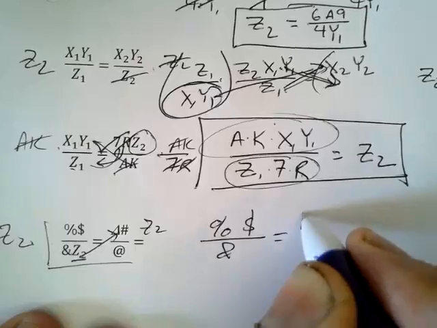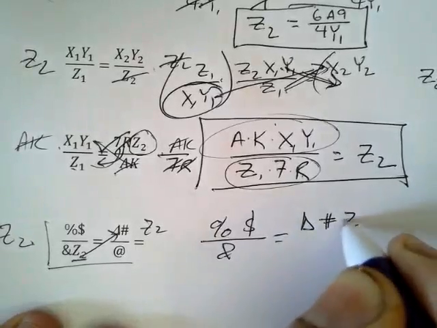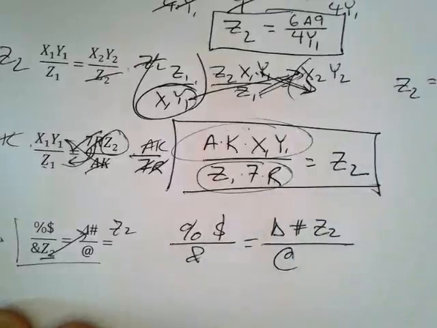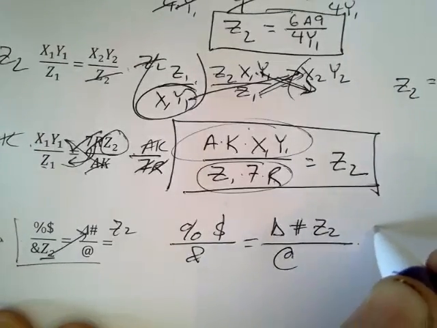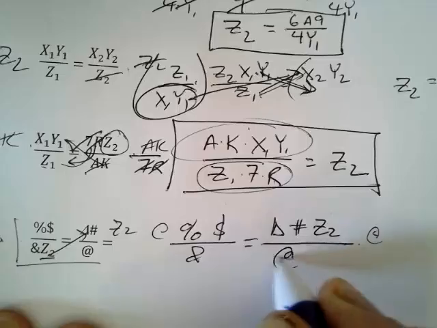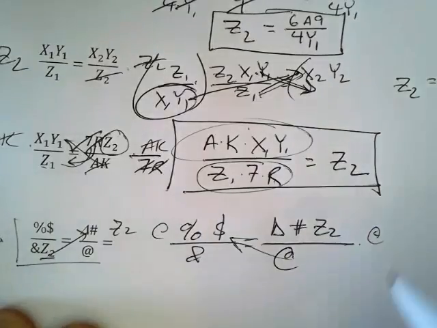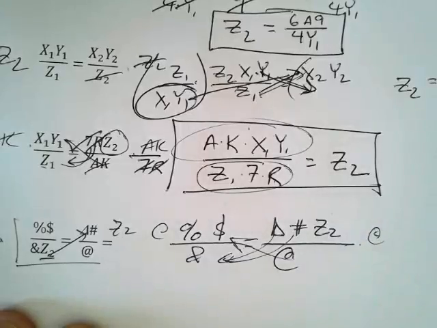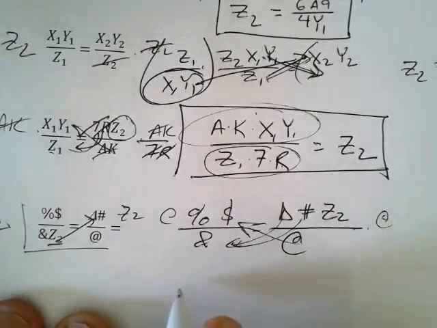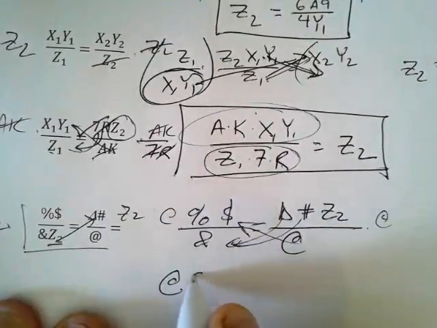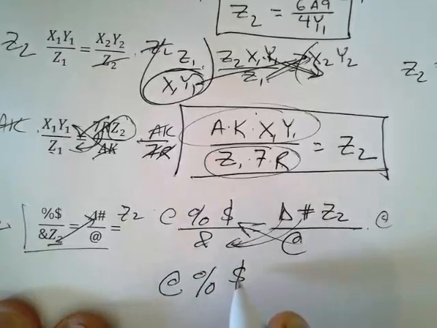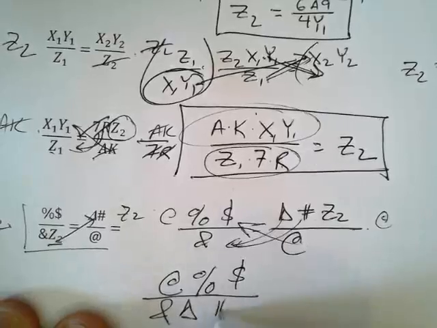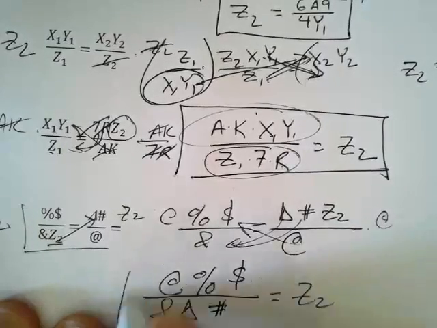So we'd have that's equal to delta times hashtag Z2 divided by @. Now we want to isolate the Z2. That means we need to multiply both sides by @. So the @ is essentially coming across, canceling in the process. The delta and the hashtag would go down into the denominator. So when we do all that, we have @ coming across, percentage, $ over the ampersand, the delta, and the hashtag. All of that is equal to Z2.